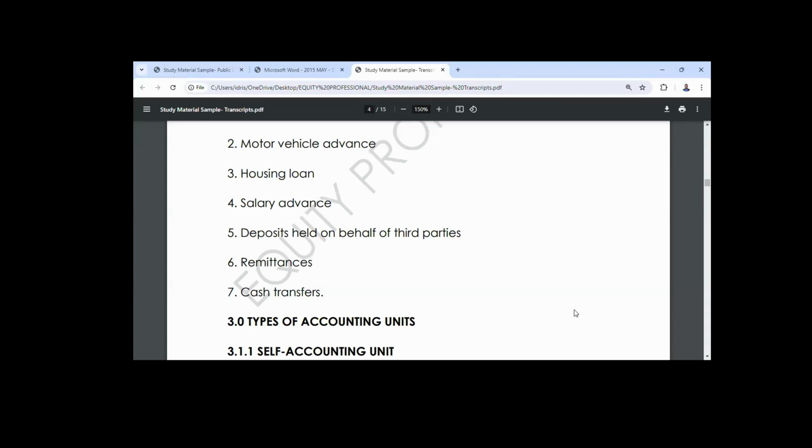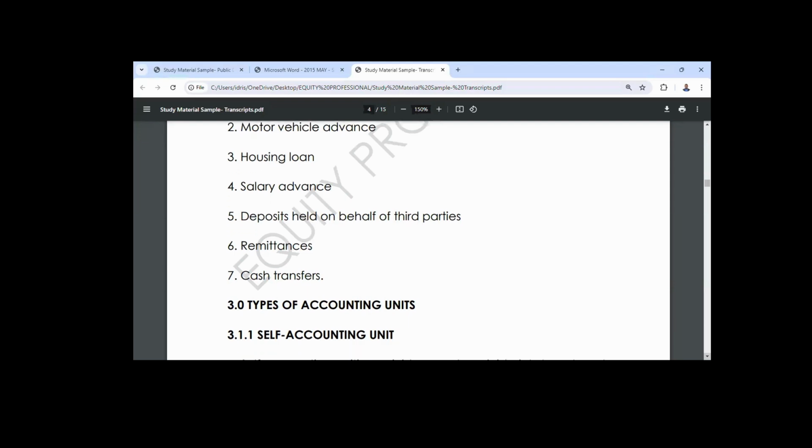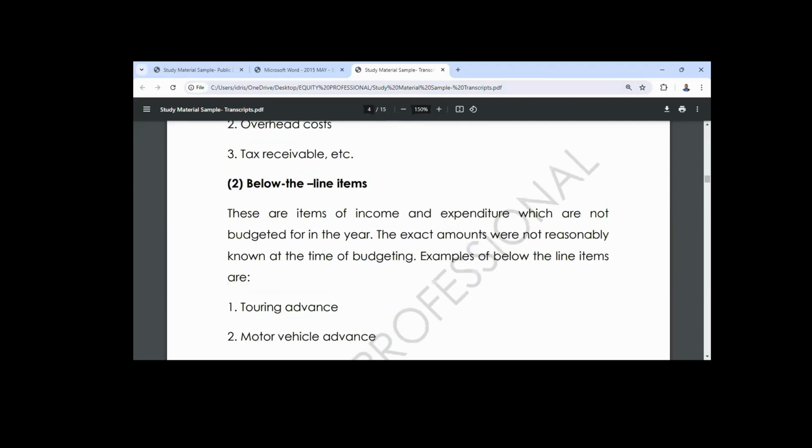Type of accounting unit. What are the types of accounting units that we have? Hello, Mr. Idris, can you hear me? Yes, I can hear you. I asked a question earlier, but it seems you did not hear. The question goes to stores. For these below the line payments, can we say impromptu spending or unplanned spending? Can they be categorized under this?